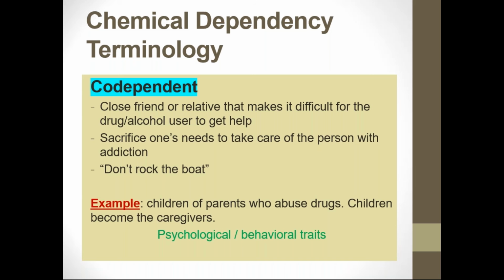Or in a relationship, in a couple, the husband might be an alcoholic and the wife doesn't want to deal with it, doesn't want to send him or tell him to go to recovery because she doesn't want to rock the boat. She doesn't want things to get more complicated. When you're a codependent, you're exhibiting psychological traits, and usually you have to also go to psychological treatment.